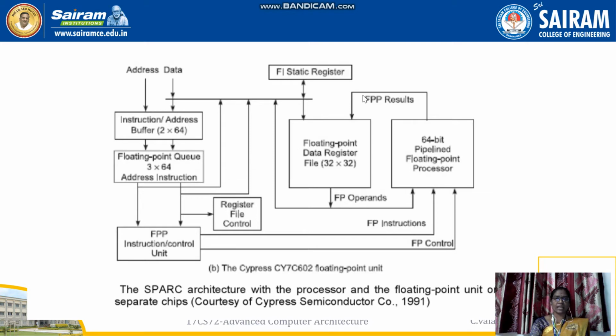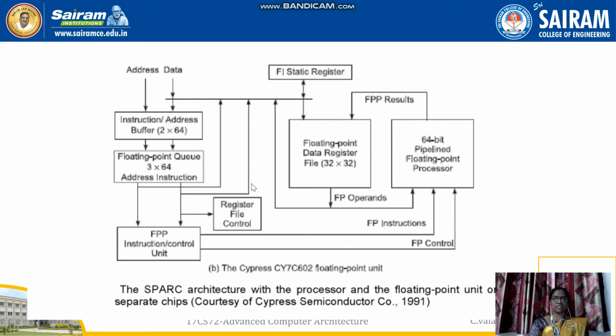If it is integer, that data is given to the integer unit, but this architecture tells about the floating point unit with separate chips here. So this is the floating point unit of Spark architecture, and here you have a static register and floating point processor results. So these are the buses.